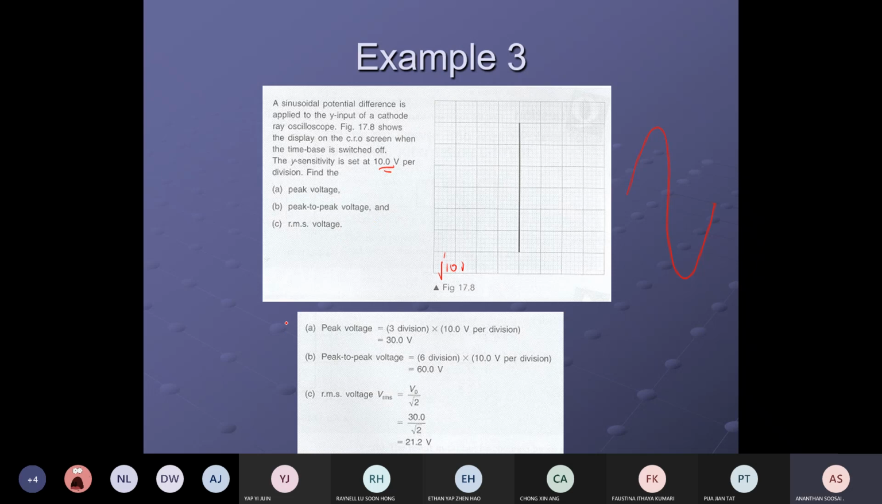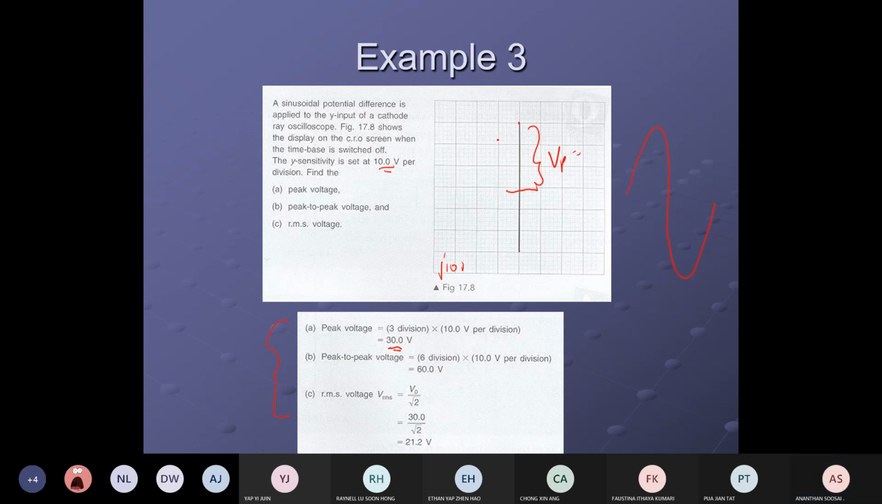I think you agree this is working, right? So peak voltage is just half of this length. This is peak-to-peak. Peak-to-peak is 6 boxes, so peak is half, 3 boxes. So this is your peak voltage, 3 boxes. Each box is 10, so it should be 30, right? So peak voltage is 30.